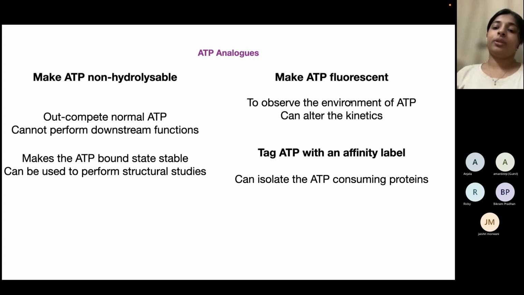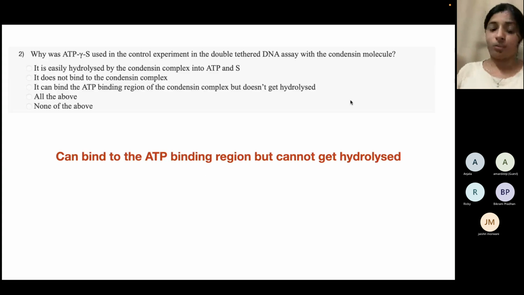You can also tag the ATP with an affinity label, and this can help precipitate the ATP later. So say there's a particular protein that binds ATP and you have to separate it from a mixture of proteins that do not bind ATP. So you tag it with an affinity label, pull it down with that affinity tag, and then you will have this fraction of cells that bind ATP, and everything that doesn't will be separated out.